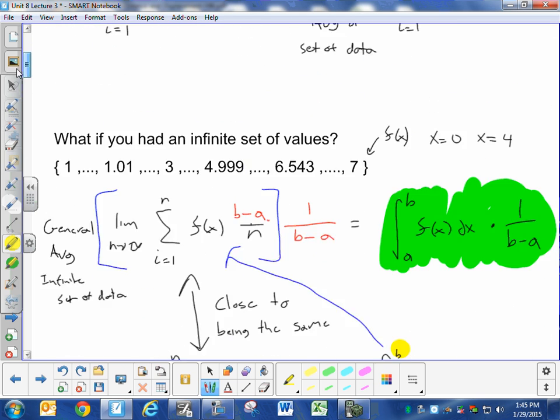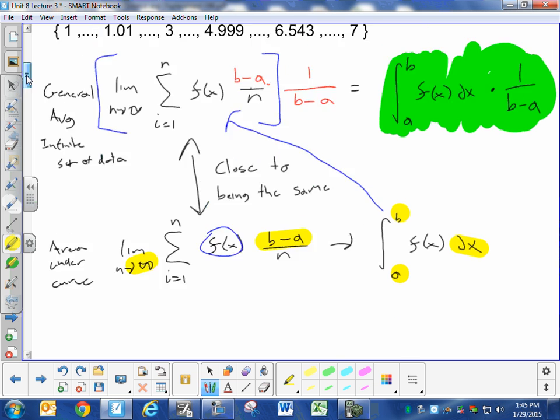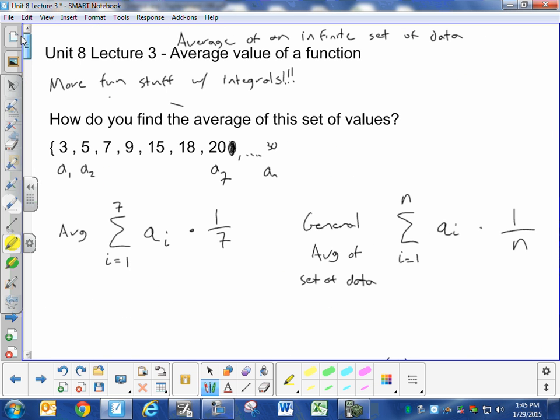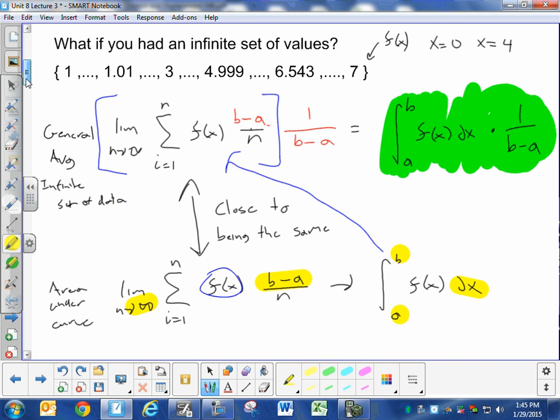Average is the same as area under curves. We derived it by using the general average formula and then comparing that, when we took the limit as n approaches infinity, to being very similar to the area under a curve. Boom, we connected it. Boom, we got the same. Okay, fun stuff.